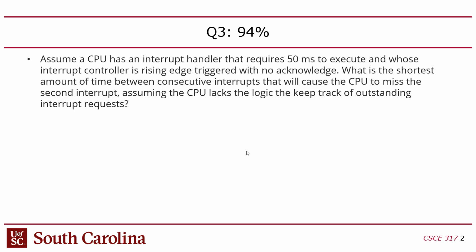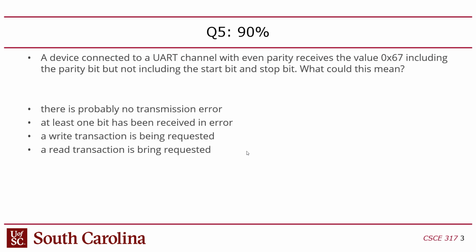Assume a CPU has an interrupt handler that requires 50 milliseconds to execute and whose interrupt controller is rising edge triggered with no acknowledge. What's the shortest amount of time between consecutive interrupts that will cause the CPU to miss the second interrupt, assuming the CPU lacks the logic to keep track of outstanding interrupt requests? So in this case, if we have 2 interrupts that are issued within the time it takes to service the first one, then the CPU could miss the second one. So it would have to be faster. You'd have to have 2 interrupts within 50 milliseconds, right?